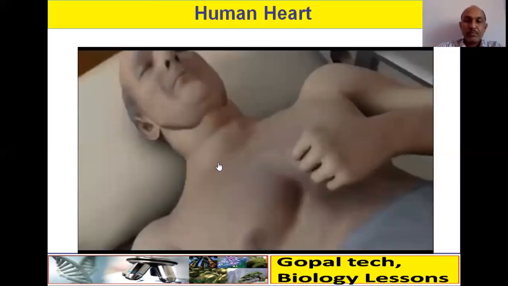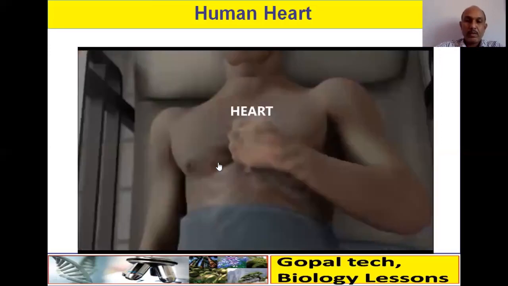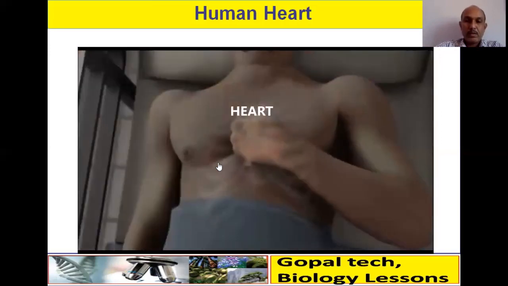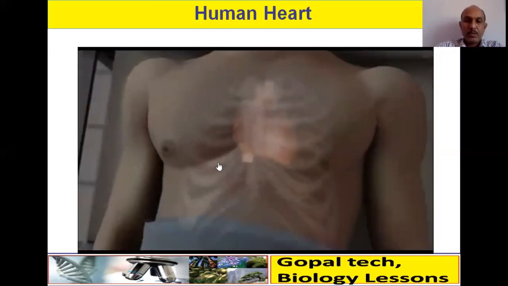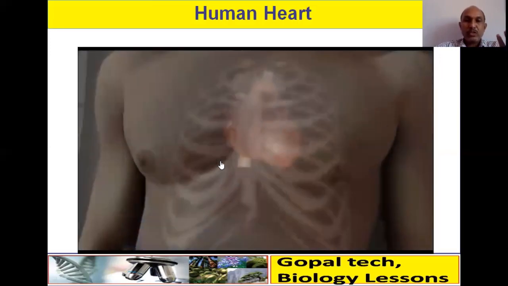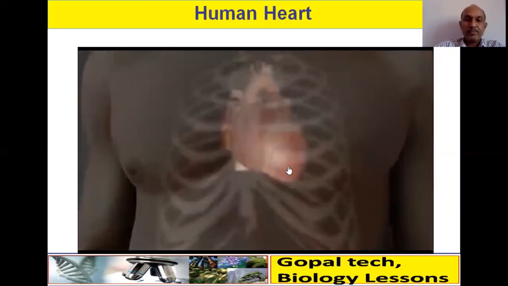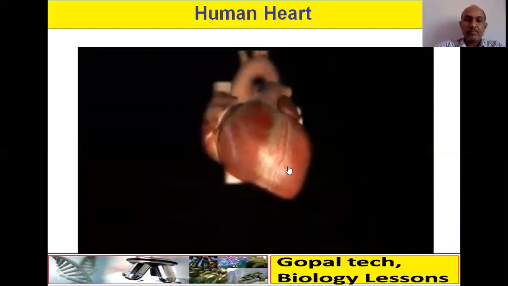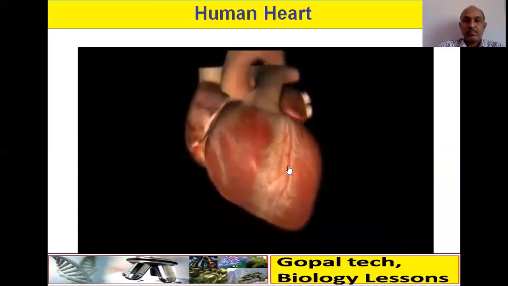Now the heart is a muscle about the size of your fist. It lies behind and to the left of your breastbone or sternum. This is the exact location of your heart, a little bit towards the left side. The purpose of the heart is to pump blood through blood vessels, arteries, and veins to all parts of your body.